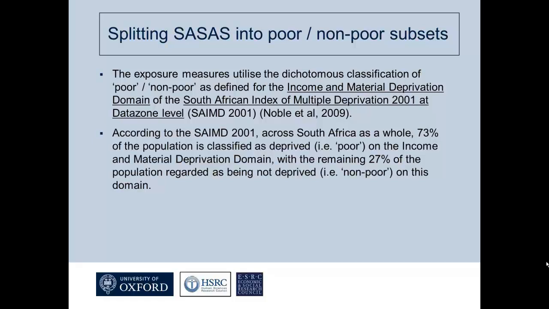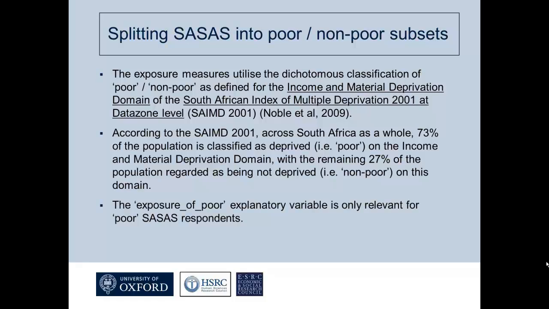Now, according to the SAIMD 2001, across South Africa as a whole, 73% of the population is classified as deprived, or poor, on the income and material deprivation domain, with the remaining 27% of the population regarded as being not deprived, or not poor, on this domain. Now, our exposure of poor explanatory variable that we constructed earlier in this project is only relevant for SASAS respondents who would be regarded and classified as poor themselves.